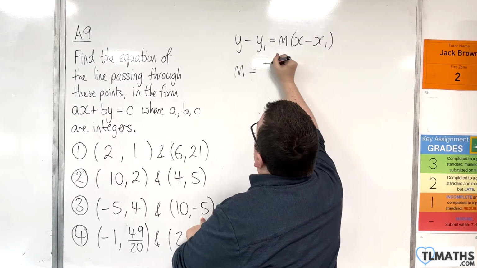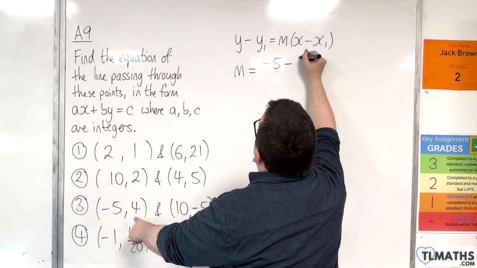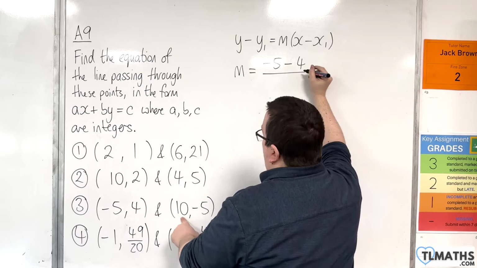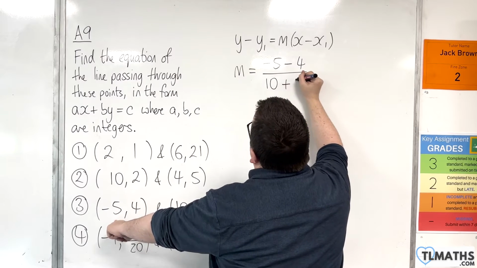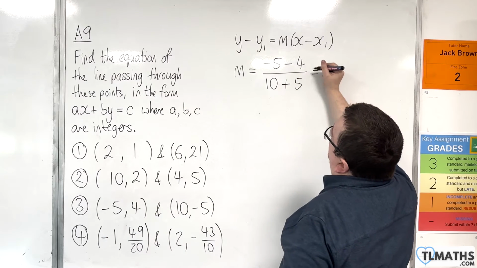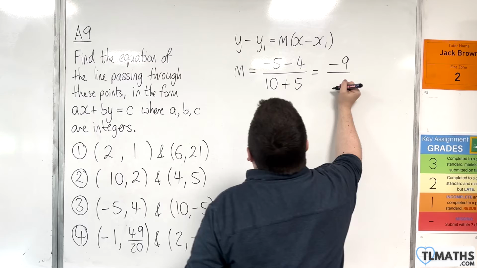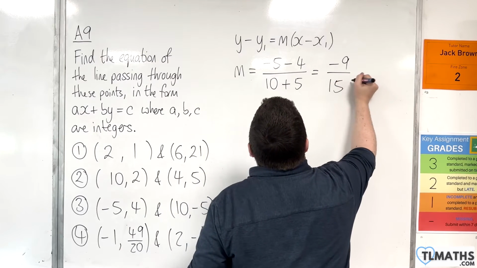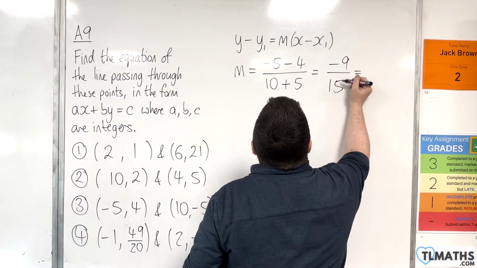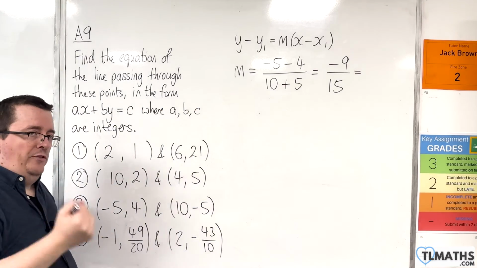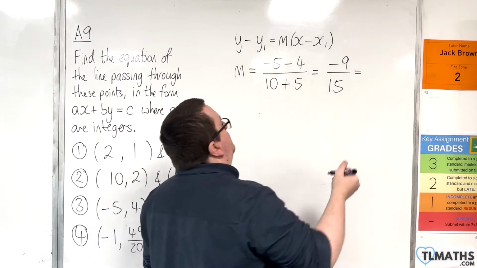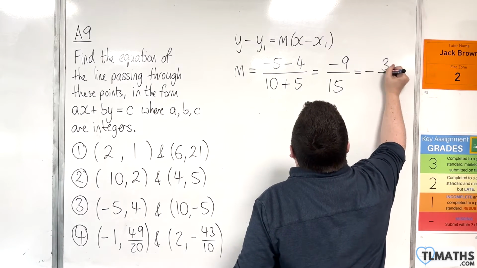So y2 minus y1 over x2 minus x1. So take away minus 5 is the same as plus 5. So we have minus 9 in the numerator, 15 in the denominator. Now, minus 9 over 15. 9 and 15 are both divisible by 3, so that's minus 3/5.